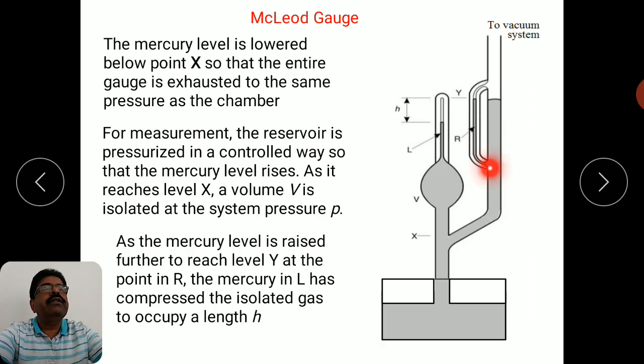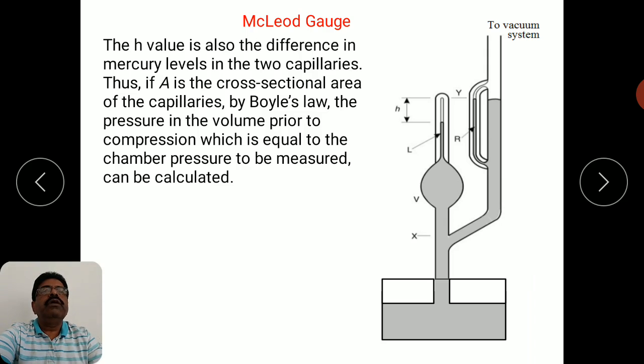So this is the other capillary R having the same bore, and up to point Y the mercury level has risen here. You can see the difference between these two levels, this mercury level and this mercury level. That is the difference H, and H is also the height up to which the isolated gas in the left limb, that means in volume V, has been compressed. Now the H value is, as I have mentioned, the difference in mercury levels in the two capillaries.